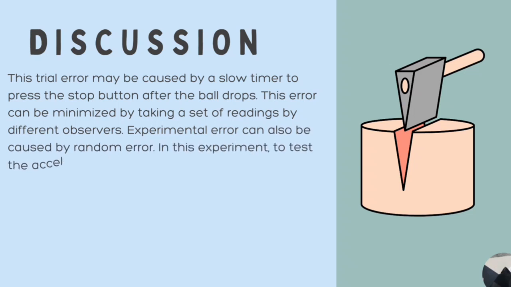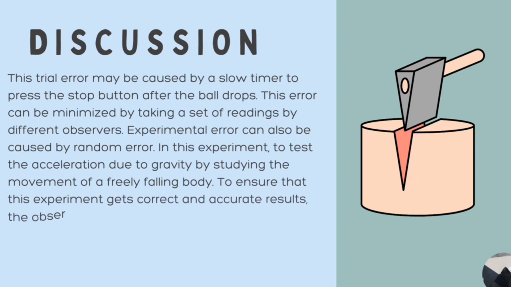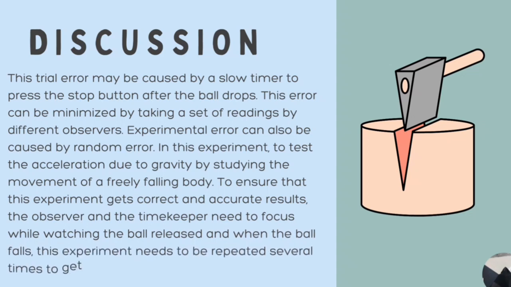In this experiment, we test the acceleration due to gravity by studying the movement of a freely falling body. To ensure that this experiment gets correct and accurate results, the observer and the timekeeper need to focus while watching the ball release and when the ball falls. This experiment needs to be repeated several times to get satisfactory results.